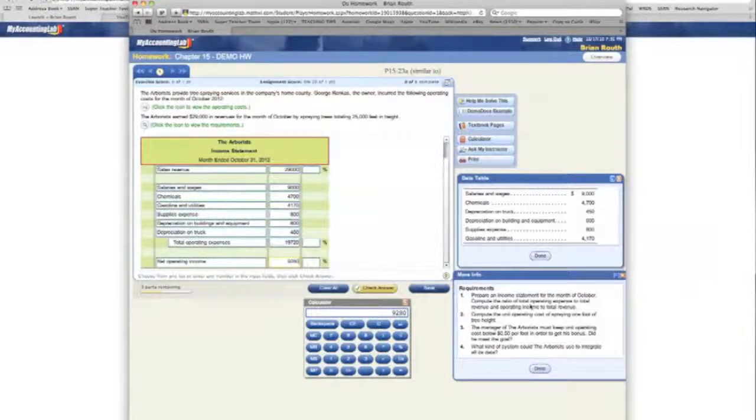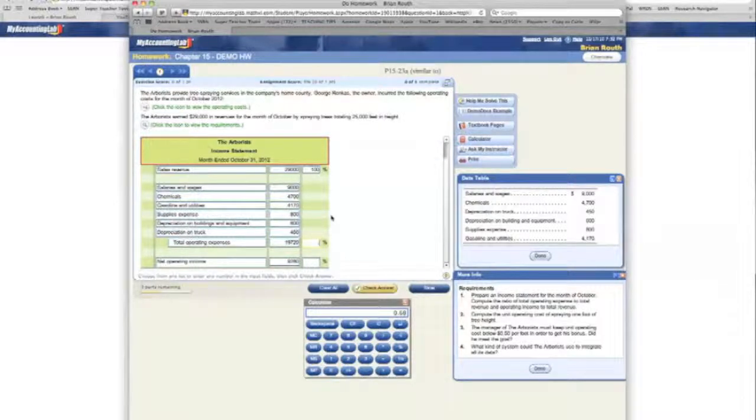Now, if you look over here at your requirements, they not only want us to prepare the income statement, but to also compute the ratio of total operating expenses to total revenue and operating income to total revenue. So everything is based on a percentage of our revenues. So revenue is 100% of revenue. Well, we also need a percent of total expenses to sales revenue. So to get that, again, we'd clear out our calculator, and we would have our total expenses of $19,720 divided by our sales revenue of $29,000. That would give me 68%.